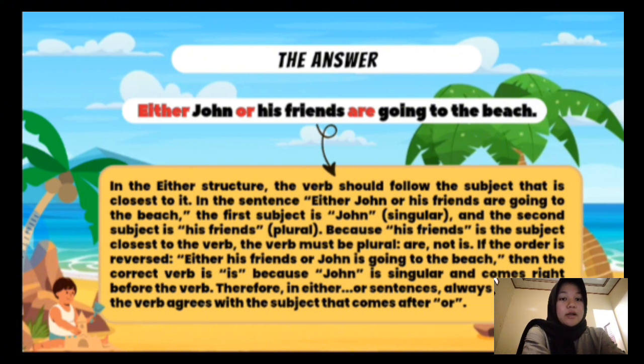The word friends ends with s, so it's plural. When the subject is plural, we must use a plural verb, and that is are. We don't focus on Jones even though he comes first. We only look at the subject that comes after or. That's why we say either Jones or his friends are going to the beach.